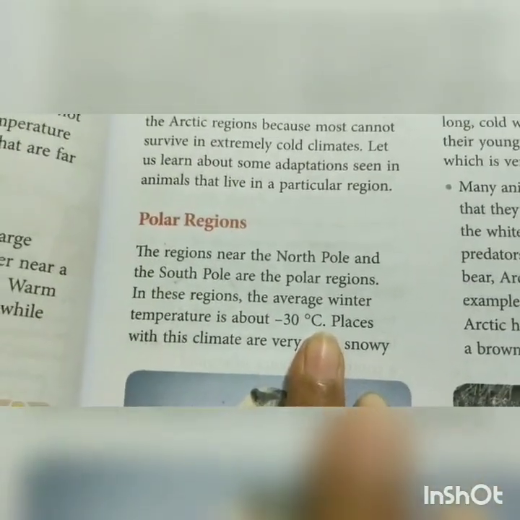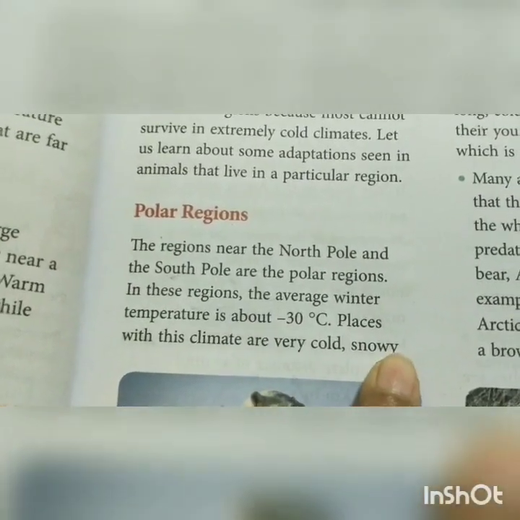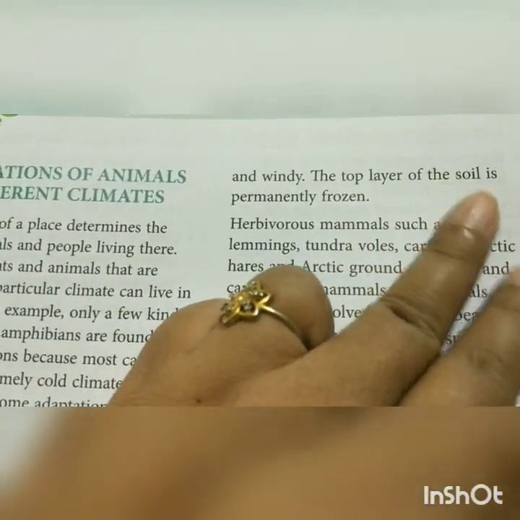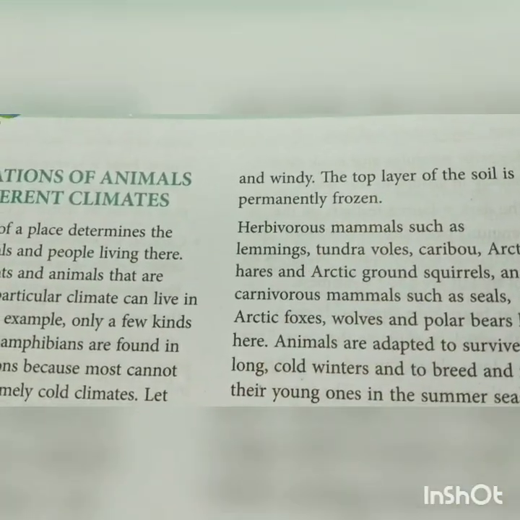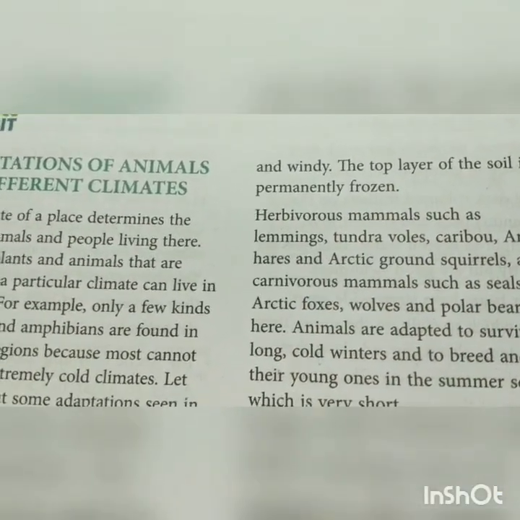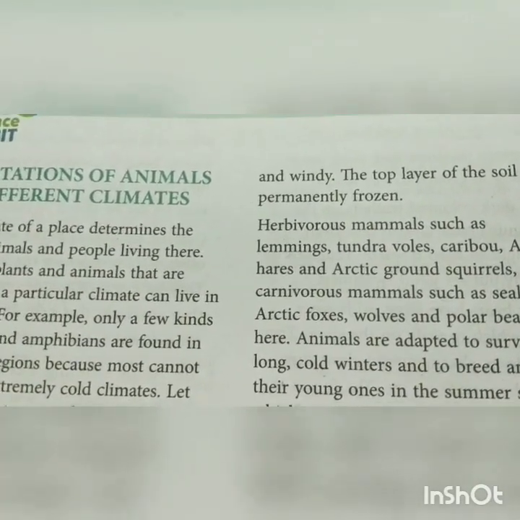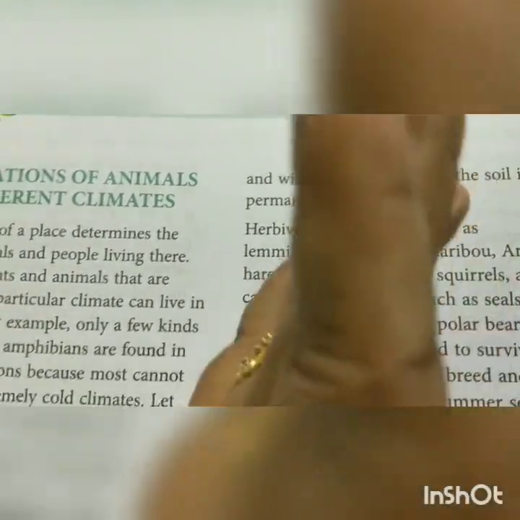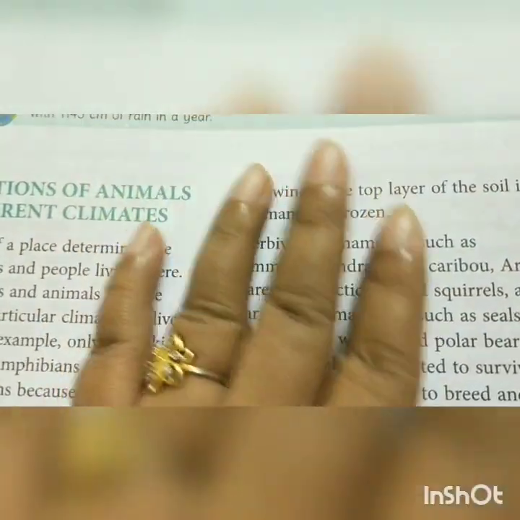So very cold. Places with this climate are very cold, snowy and windy. The top layer of the soil is permanently frozen. So in that area, the climate is what? Very cold, snowfall is there and it is windy. Every time the wind blows. The topmost layer of the soil is permanently what? Frozen, meaning you will not get any soil there, you will get snow or ice there. It is already frozen.